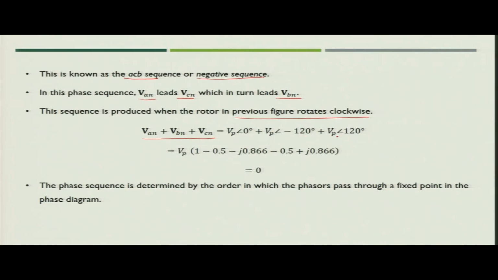Now, if you calculate VAN plus VBN plus VCN, you put all the values in their respective phasor notation. VAN will be VP angle 0 degrees, VBN will be VP angle minus 120 degrees, and VCN will be VP angle 120 degrees. If you convert them into rectangular form and sum up, you will always get the summation of VAN, VBN plus VCN equal to 0. The phase sequence is determined by the order in which the phasors pass through a fixed point in the phase diagram. I think with this you can understand how ABC and ACB sequences are arranged. ABC is considered a positive phase sequence and ACB is considered a negative phase sequence.